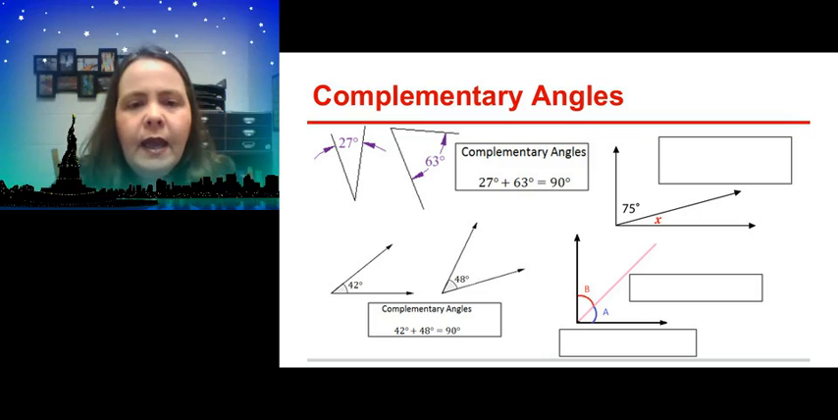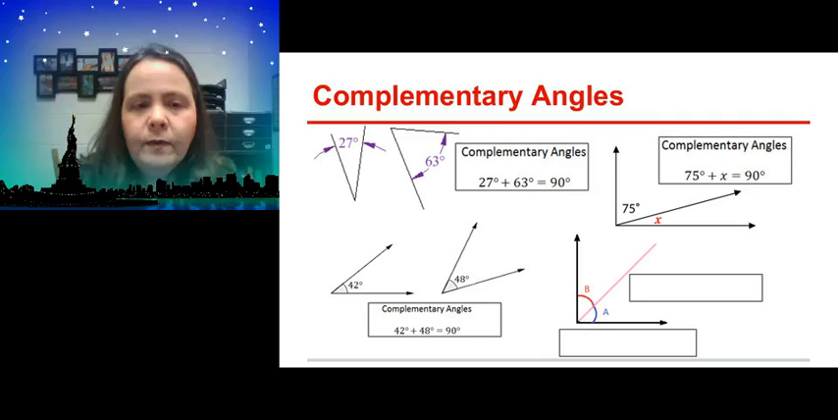If we look at the next one with the 75 and the x there, we can see that those two angles together share a side. They're called adjacent angles. And we can see that the total angle there is 90 degrees. It makes a right angle. So 75 plus x here is also 90 degrees, and those are complementary angles. Some people remember complementary because if you put them together, they make a corner.